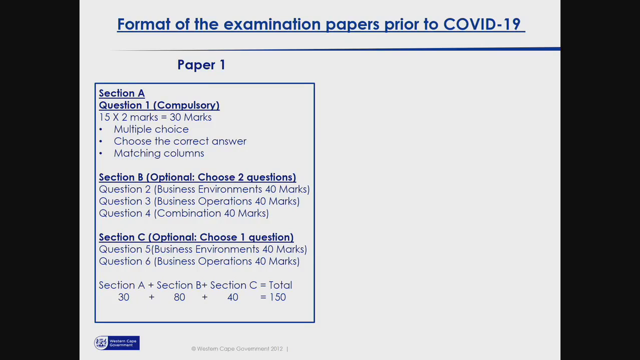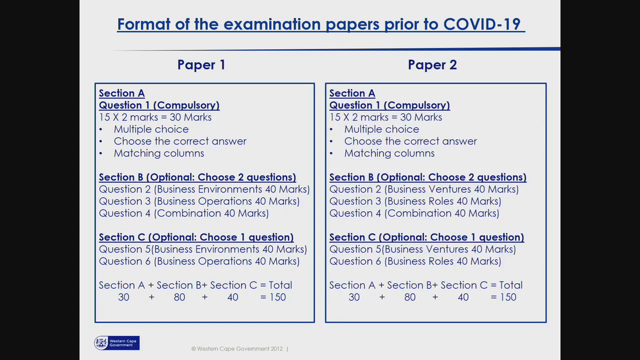Then in section C, you're going to have 2 questions. These are the essay questions. The one essay question will only be on one of the business environments topics, and that will be question 5, and question 6 will be on one of the topics that fall under business operations. Okay, then for paper 2, it follows a similar format.